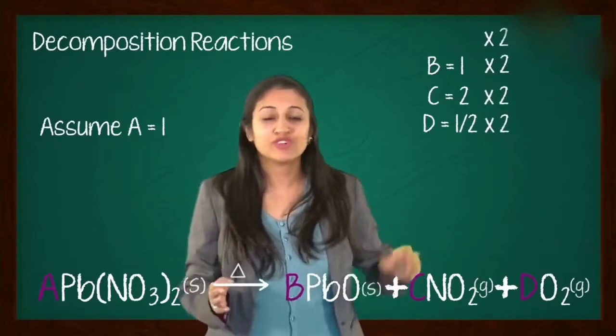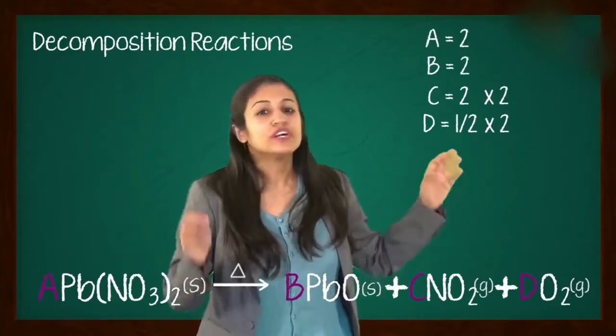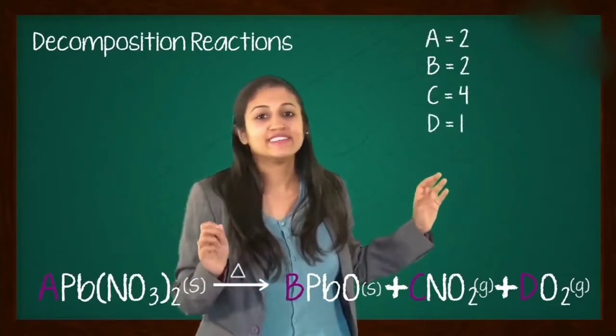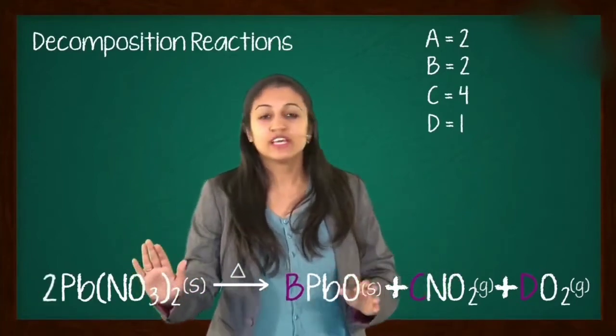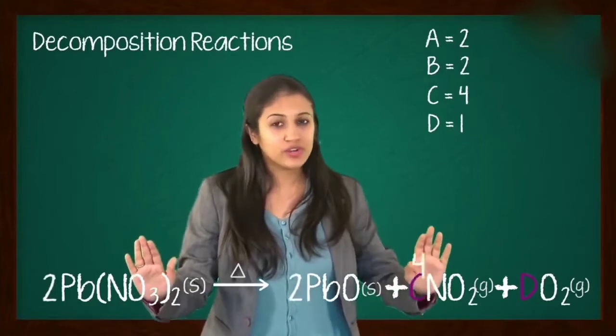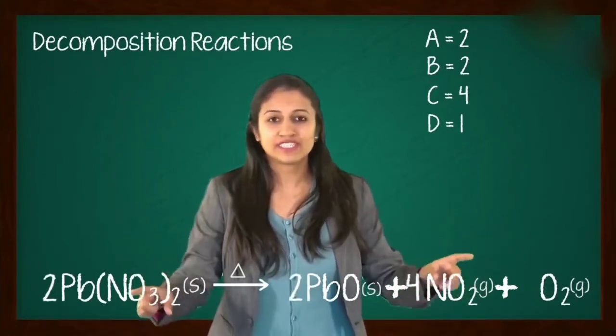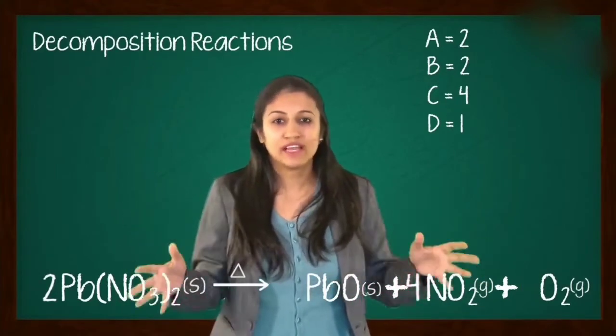Multiply everything by 2. So you get A is equal to 2, B is equal to 2, C is equal to 4, and D is equal to 1. So what is a balanced equation? It is 2 Pb(NO3)2 giving you 2 PbO plus 4 NO2 plus O2. Add the physical states and your equation is balanced.